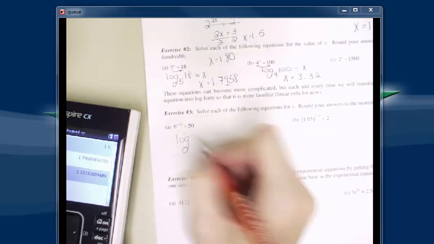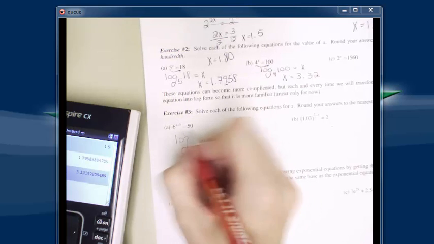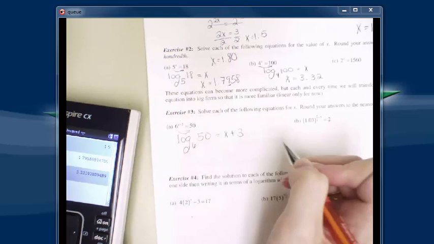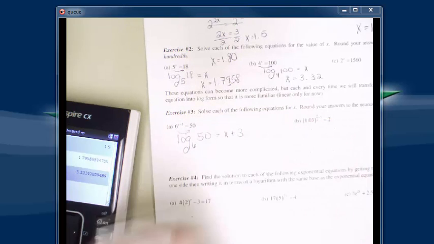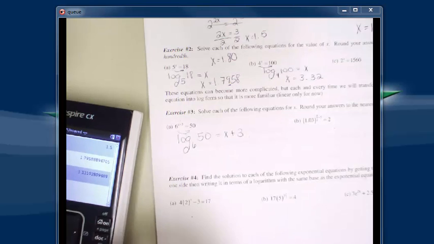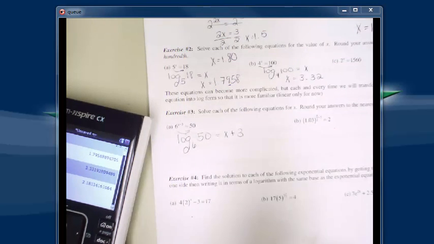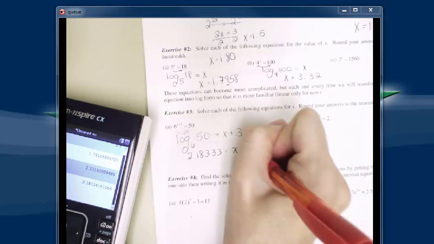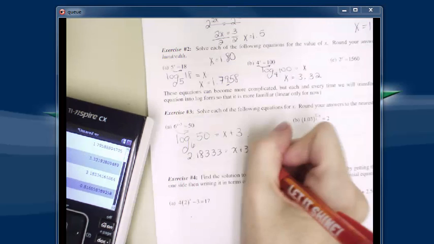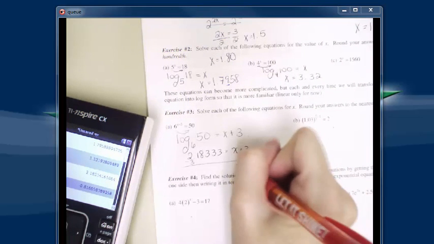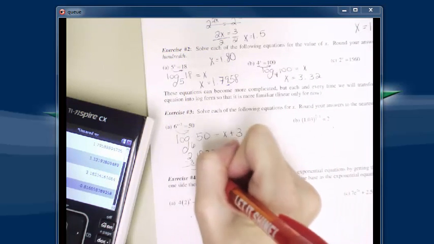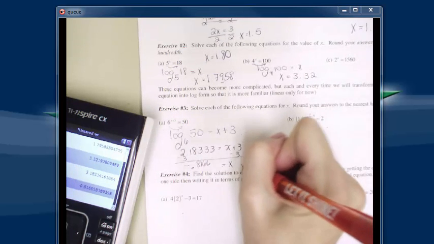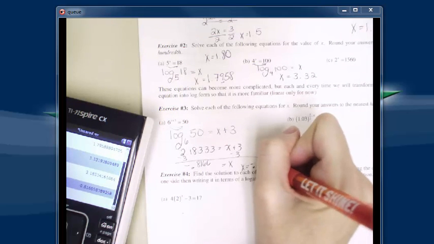Turn it into logs. Log base 6, loop over, make the circle of 50 equals x plus 3. So just one extra step here. So start, log base 6 of 50 is 2.18333, x plus 3. Subtract the 3 over, and you end up with negative 0.8166. So again, nearest hundredth, so negative 0.82.